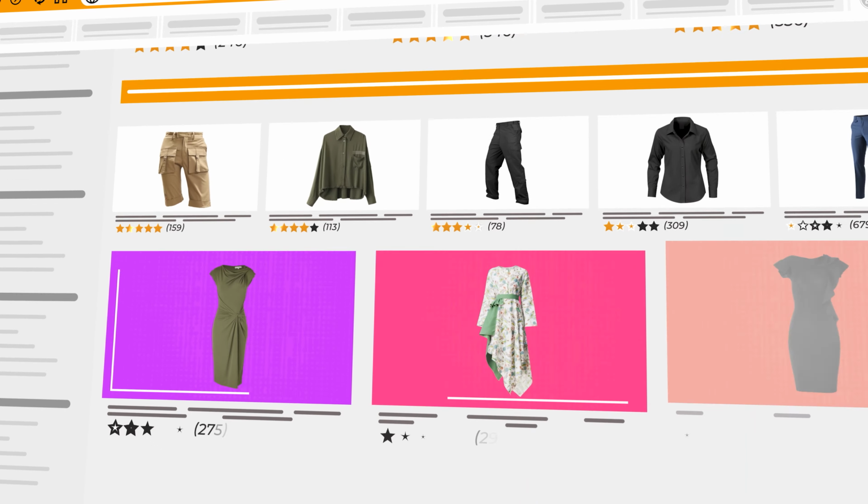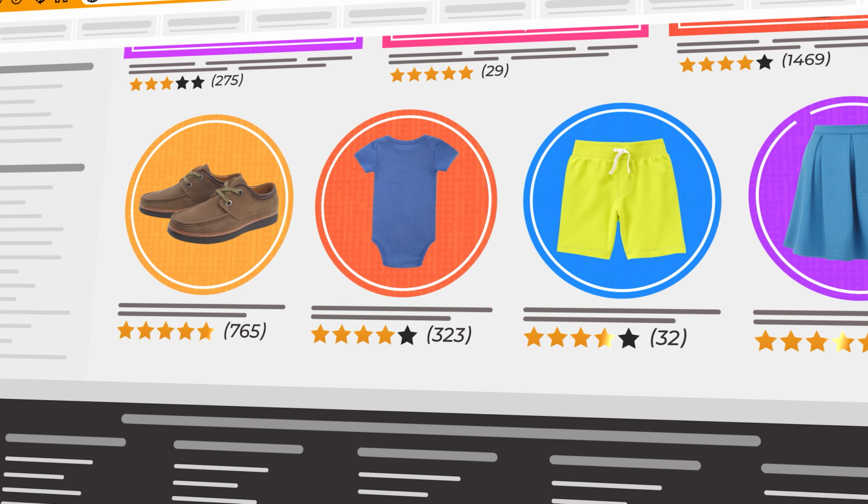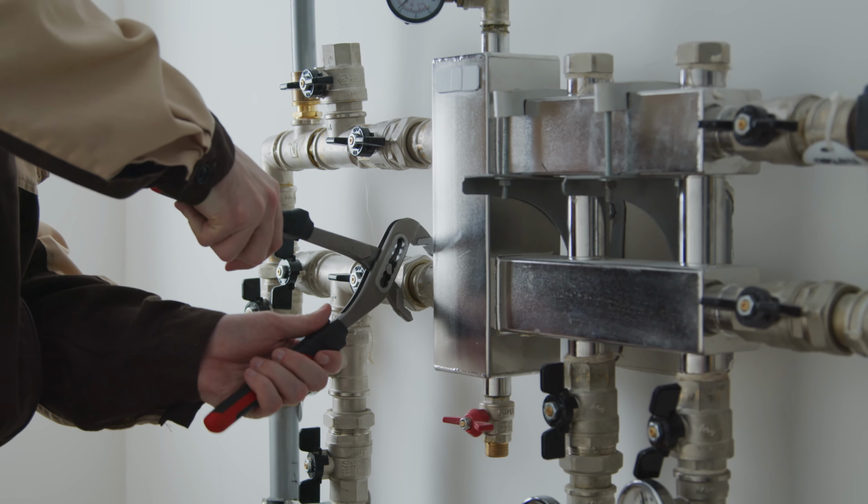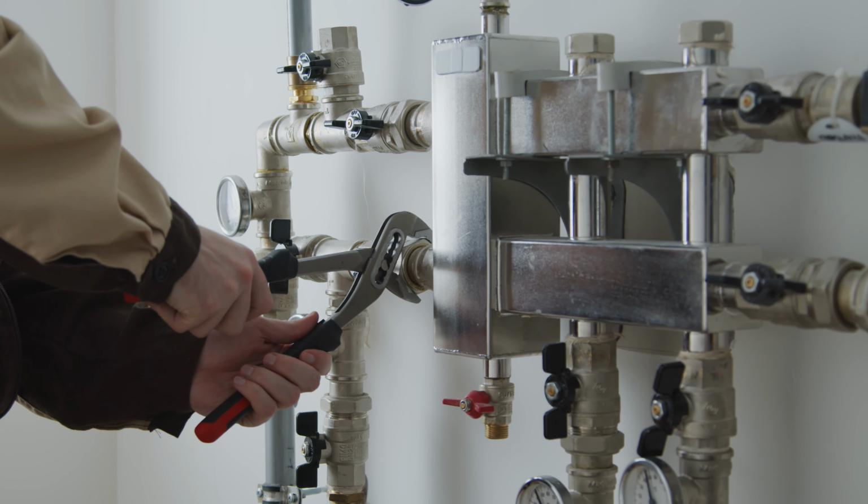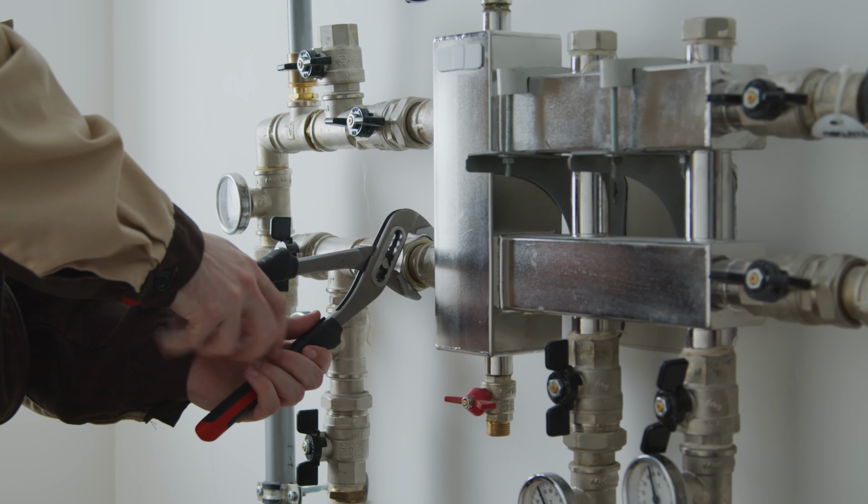And this is true whether you're running an e-commerce store and you want to generate more sales, or whether you're a service-based business and you need to drastically increase the number of inquiries that your business gets.